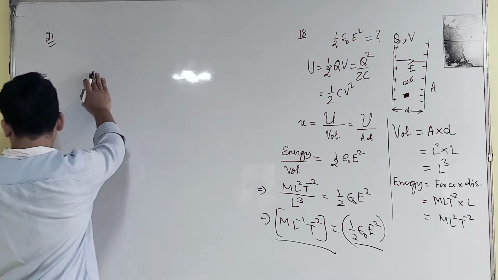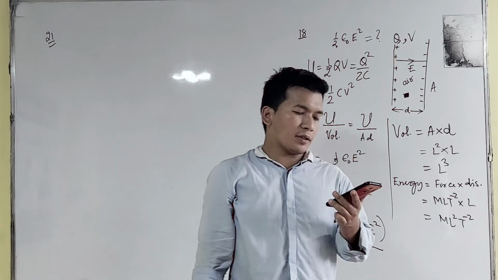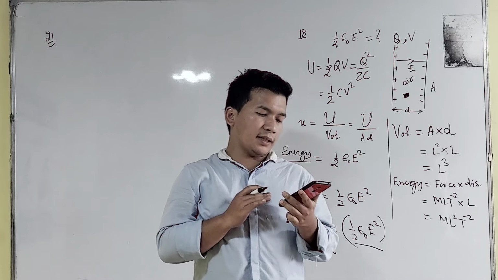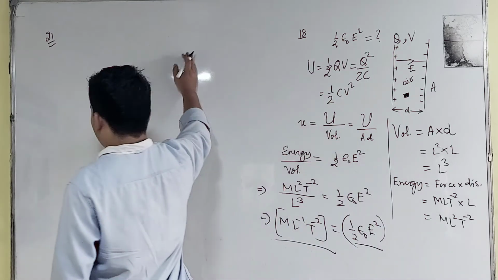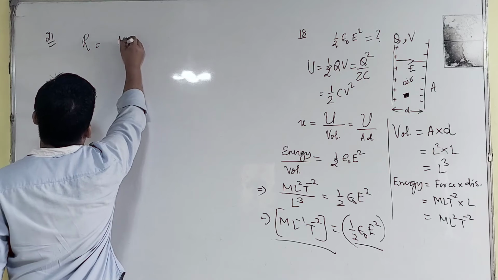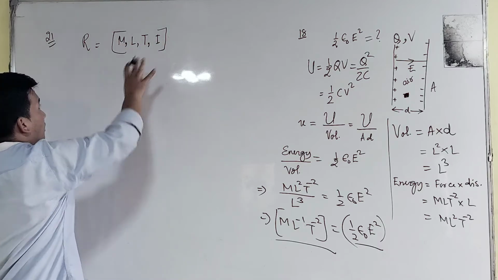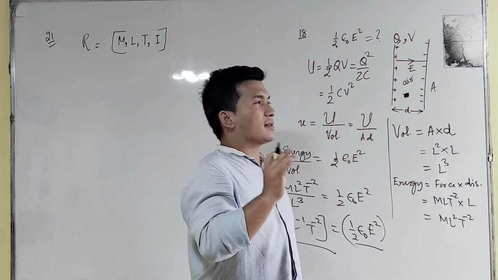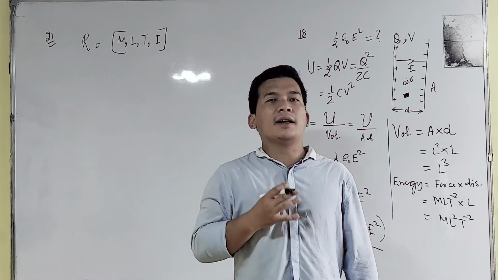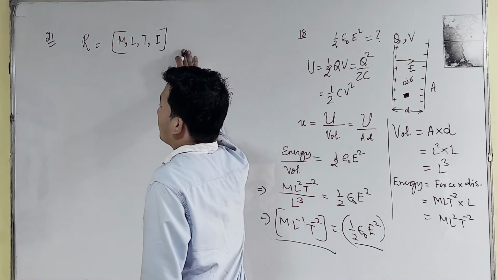Here, we need the dimension of the resistance in an electrical circuit in terms of the dimensions of mass M, length L, time T, and current I. That means we are going to find out the dimension formula for resistance R in terms of mass M, length L, time T and current I. We have four physical quantities, and out of these we have to derive our resistance R.